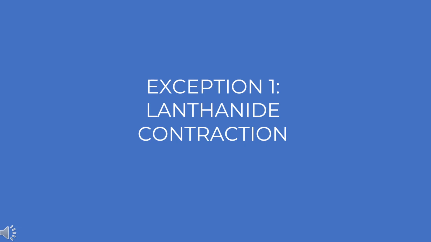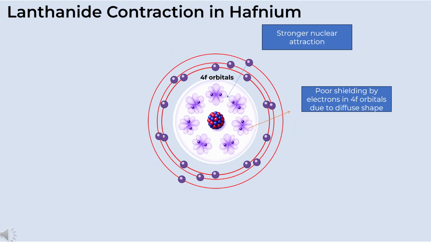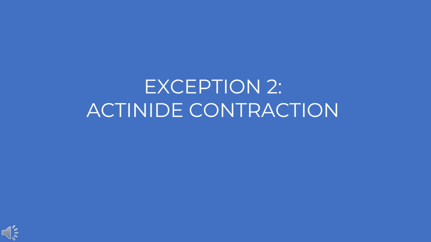The first exception is lanthanide contraction. Due to lanthanide contraction, hafnium has nearly the same radius as zirconium and a slightly higher ionization enthalpy. Let's see why. Poor shielding by electrons in diffuse-shaped f orbitals strengthens the nucleus's pull, making hafnium smaller with a higher ionization energy. This is called lanthanide contraction.